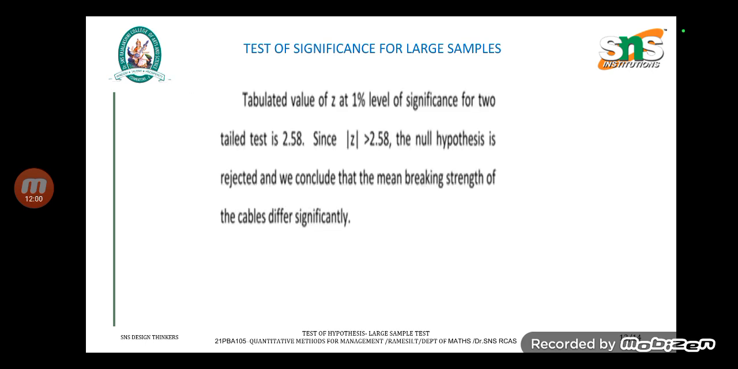Here the tabulated value of Z at the 1% level of significance for a two-tailed test is 2.58, but our calculated value is 4. Since the calculated value is greater than the table value, the null hypothesis is rejected. So from this we conclude that the mean breaking strengths of the cables differ significantly.